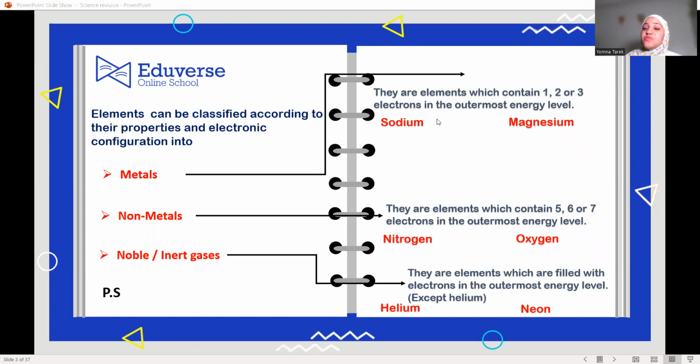So, how many elements do we have on the Earth? There are 118 elements up till now. So, till now, the scientists discovered 118 elements on the Earth.